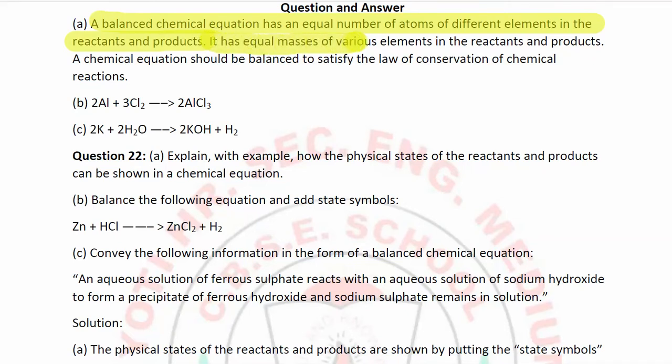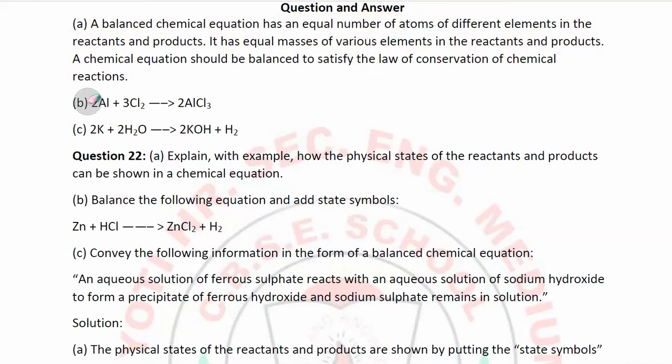It has an equal mass of the various elements on the reactant and product side, and hence satisfies the law of conservation of mass. Okay, the law of conservation of mass, so a chemical equation has to be balanced. It is necessary to balance the chemical equation, because without balancing it we cannot satisfy the law of conservation of mass.